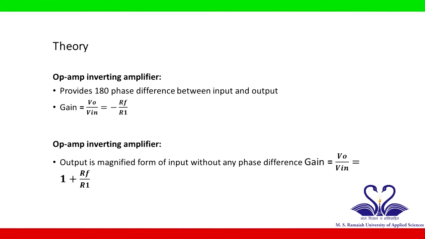Op-amp inverting amplifier: it provides 180 degree phase difference between input and output. Gain is given by the ratio of Vout by Vin, which is equal to minus RF by R1. Op-amp non-inverting amplifier: output is a magnified form of input without any phase difference. Gain is equal to Vout by Vin, which is equal to 1 plus RF by R1.